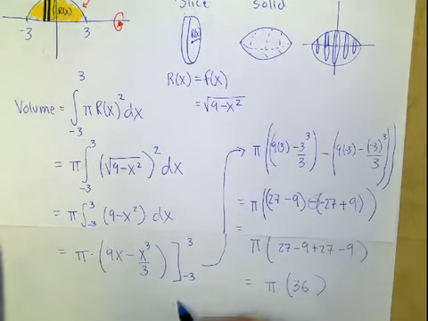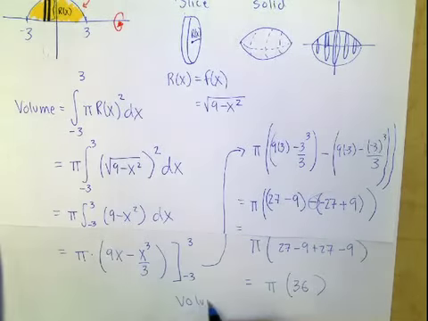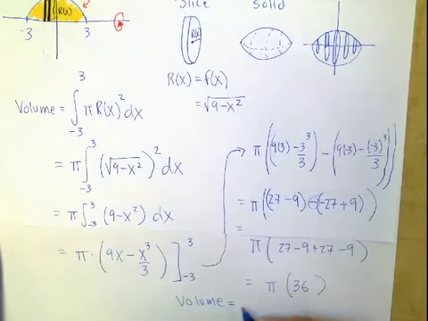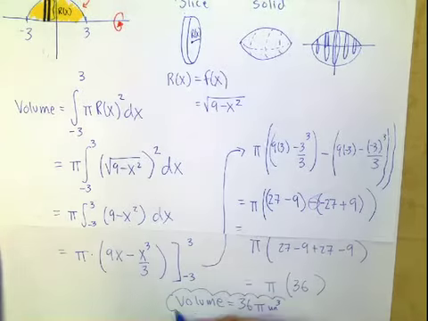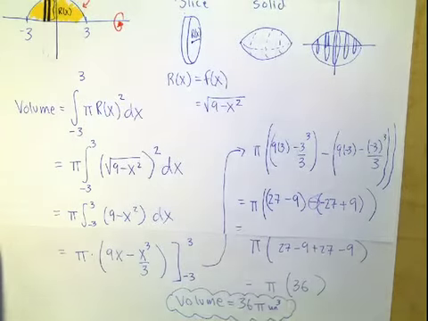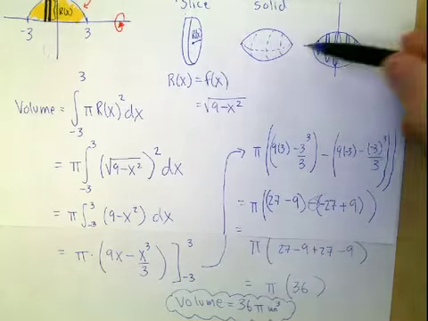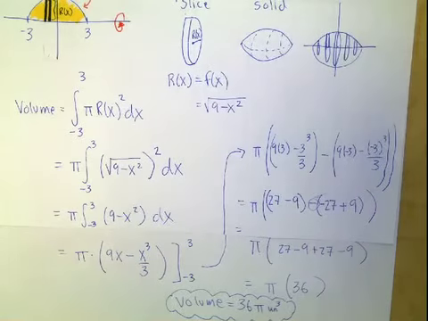I'm going to clean this up and say volume equals 36 pi, and it's volume, so it's units cubed. And that is the volume of my 3D object, that football shaped thing, that solid we drew, has a 36 pi units cubed volume. And so that's how we do our about the x-axis problems.